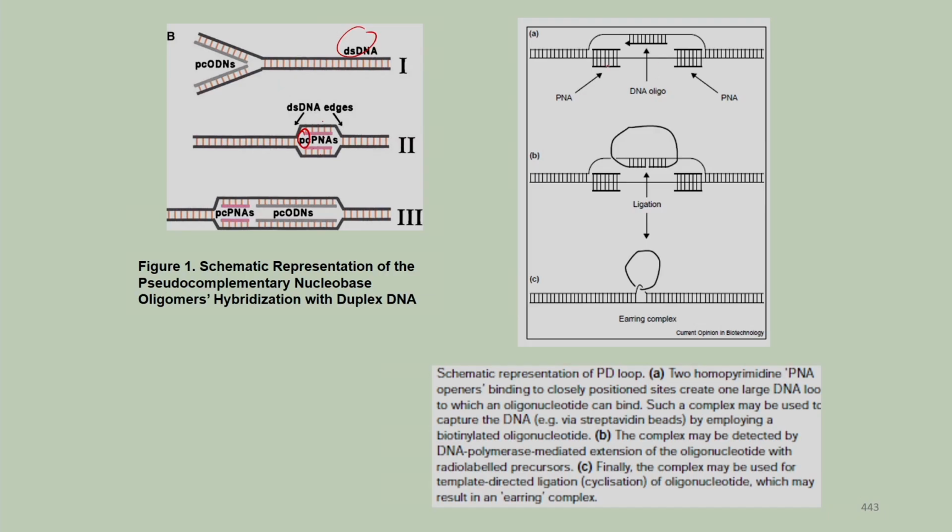Here, this is the PNA bound here, this is the DNA oligo, and this is for the ligation. You are forming different kinds of complexes here to study different things. Many variations that I want to show you. 2 homopyrimidine PNA openers, you can go through it. Okay. So, this is a little bit away from the main design, a little more modification from the main design.